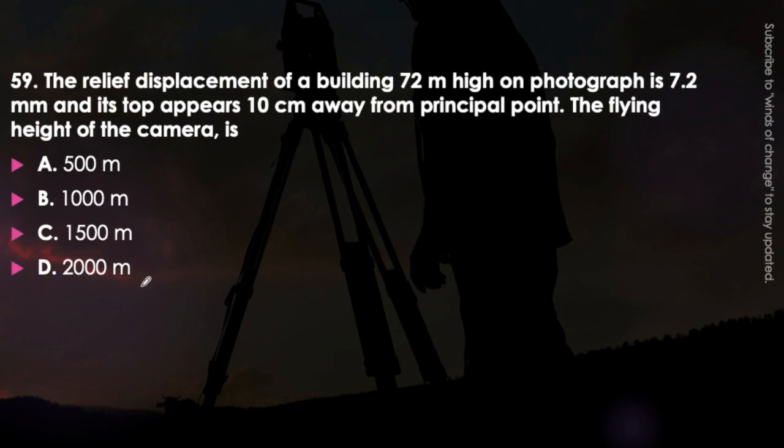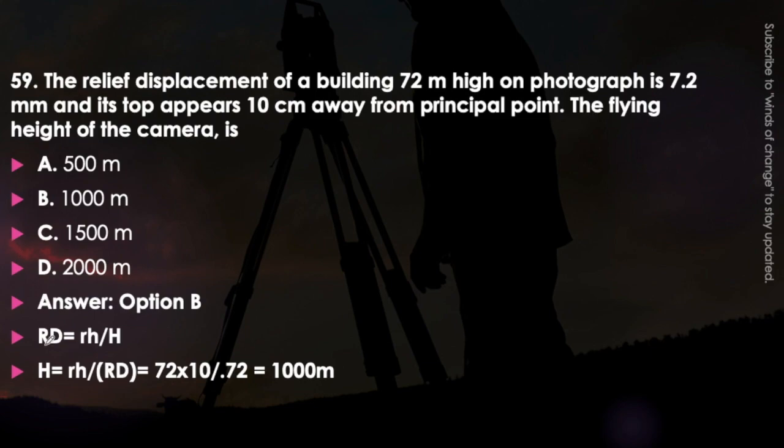Just think about it. In the formula of relief displacement, if we place all the values, then we will easily obtain the answer. So let's try to find it out. The answer will be option B, and how it will be obtained. Since the formula for relief displacement is RH upon H, okay, where this H will be the flying height. So we have to find out the flying height.